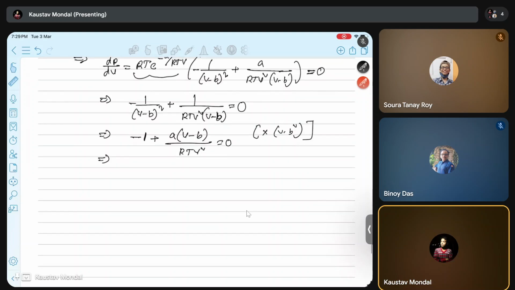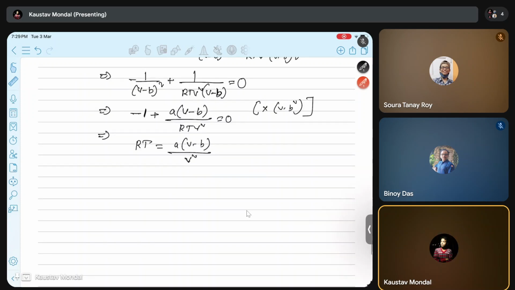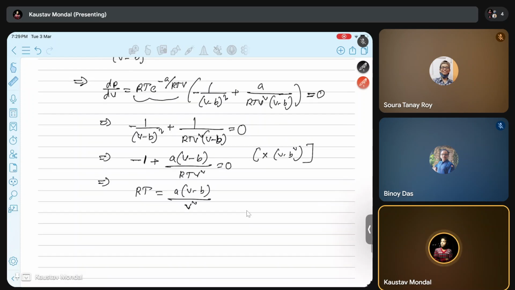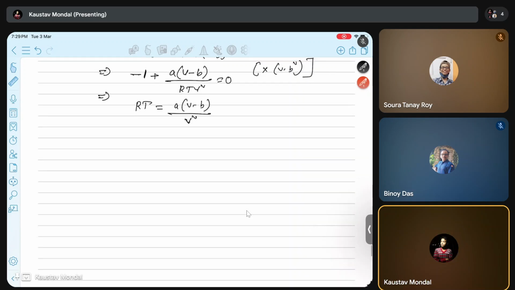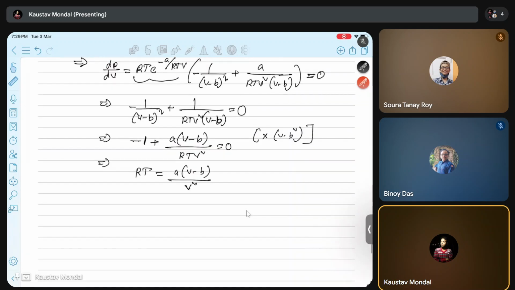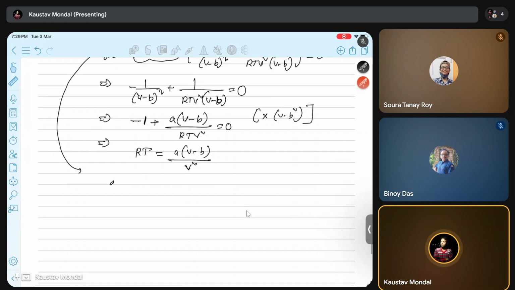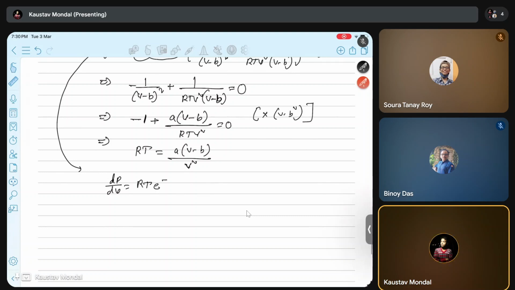So now you can write RT as A into V minus B into by V square. Sorry. So this is a thing that we get from the first condition. Now the second condition is, so dP by dV, right? So for the second condition, let's write dP by dV as RT, A by RT by V.